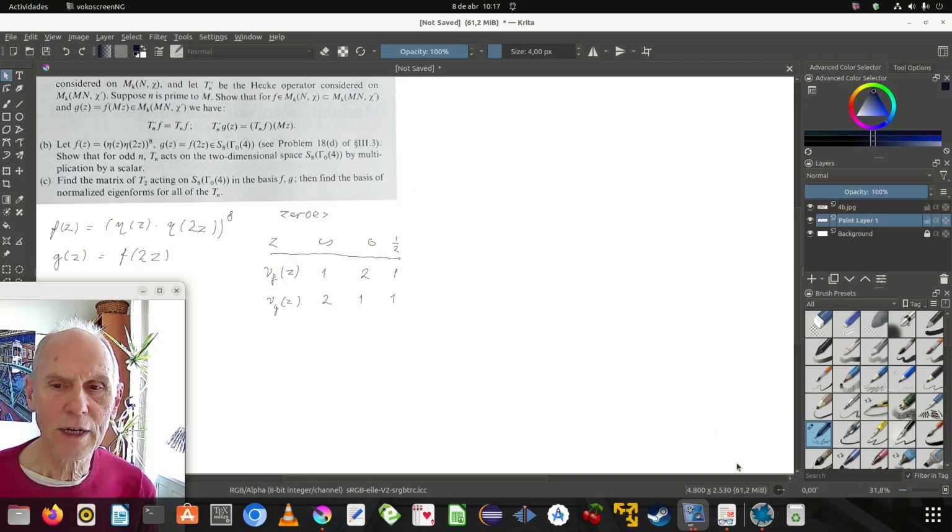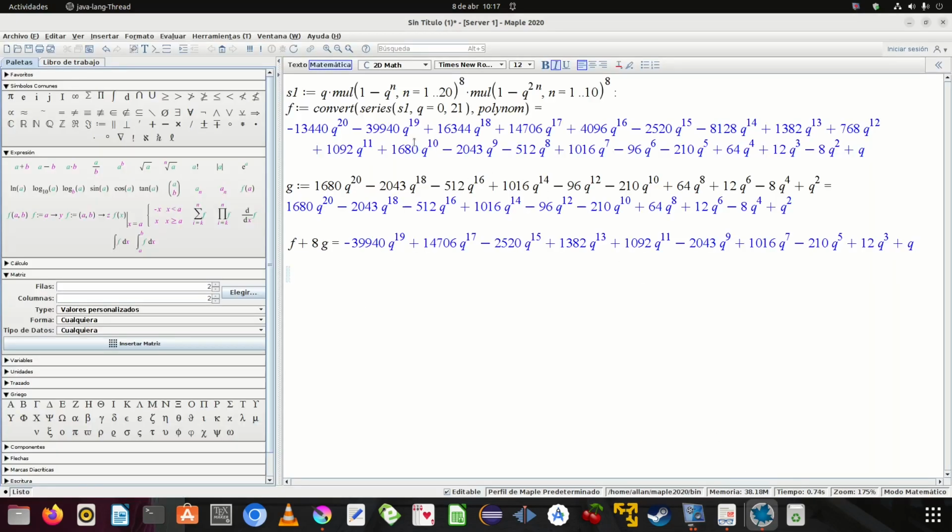And the first thing I did was to find the series expansion by the definition, and then the first 20 terms. They turn out to be multiplicative. And then G, where we just take the first 10 here, copy them, and then double the exponent. And then that's what we get.